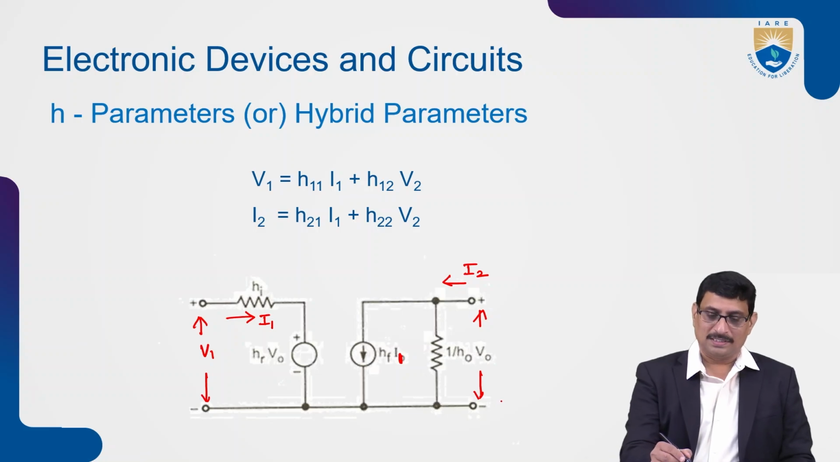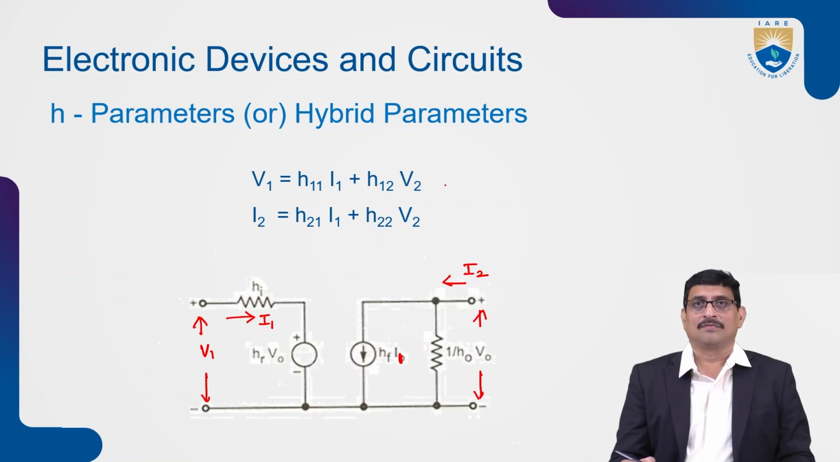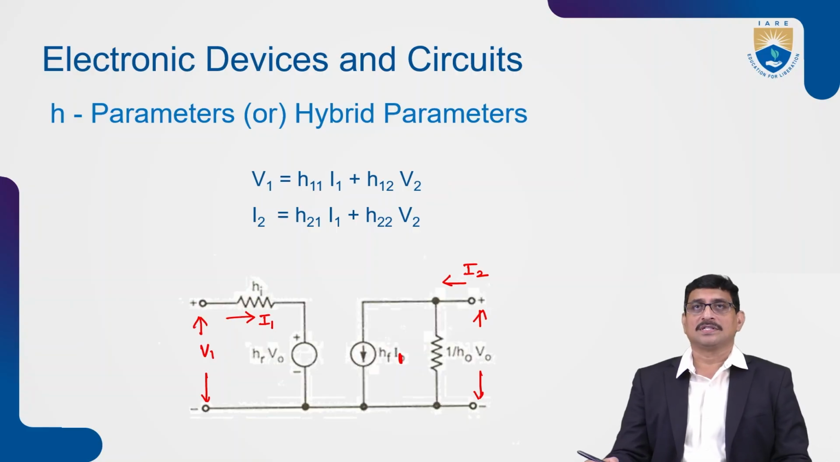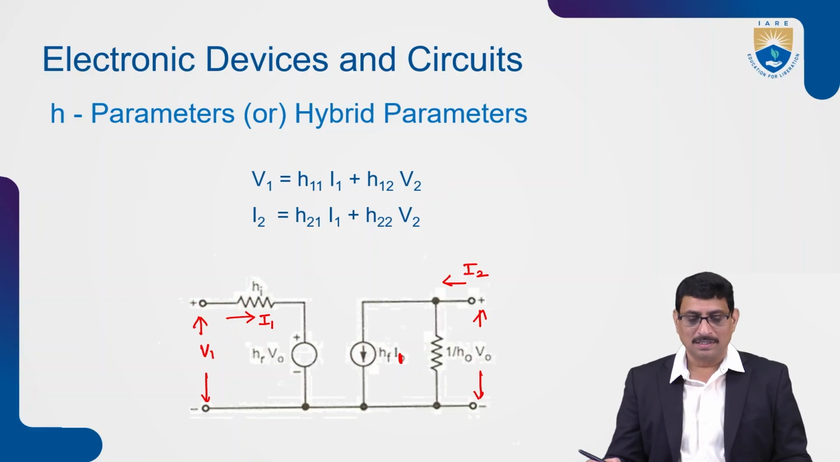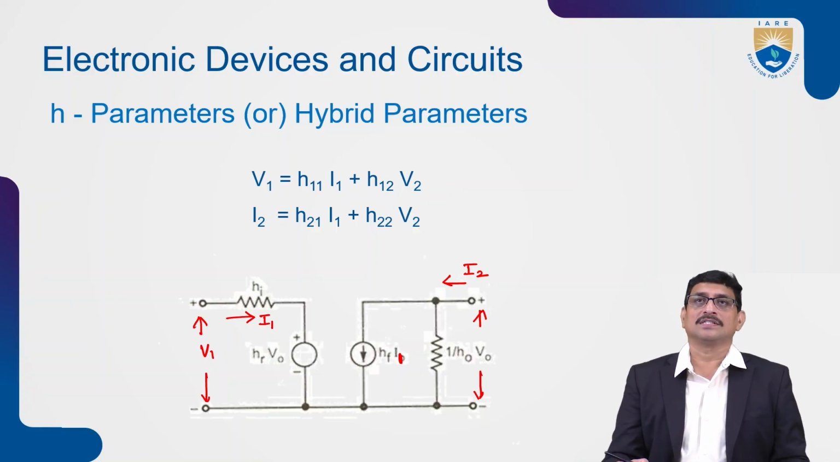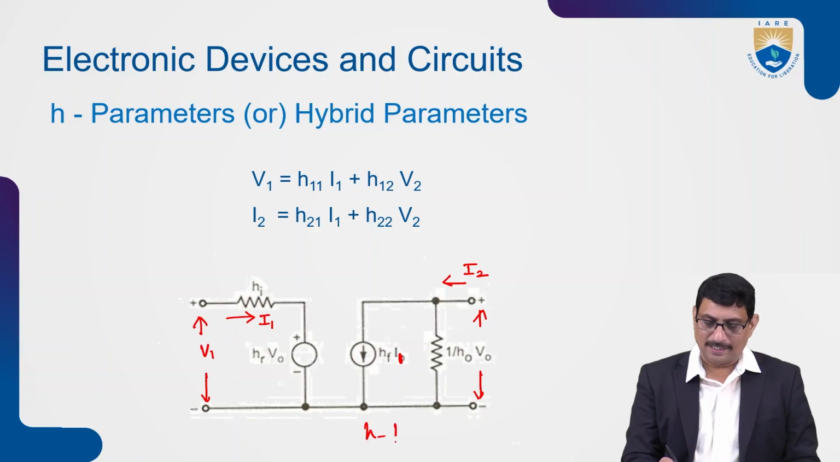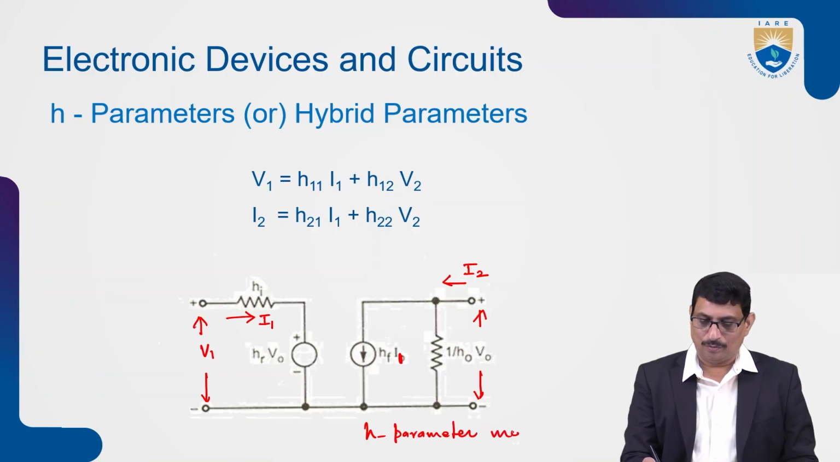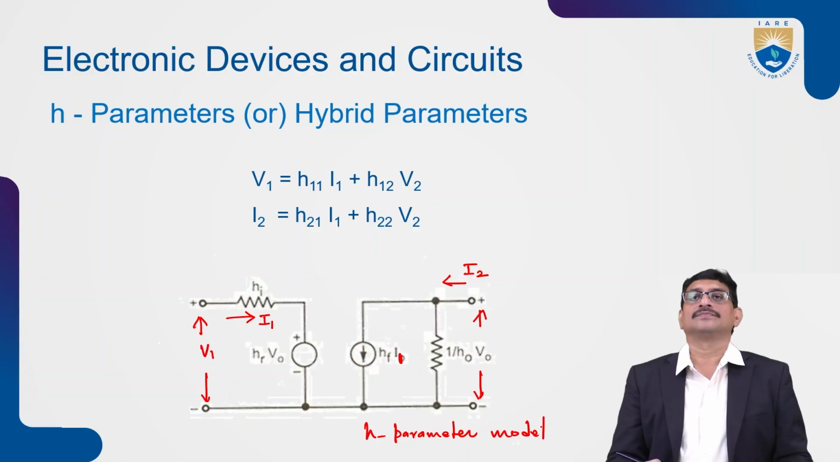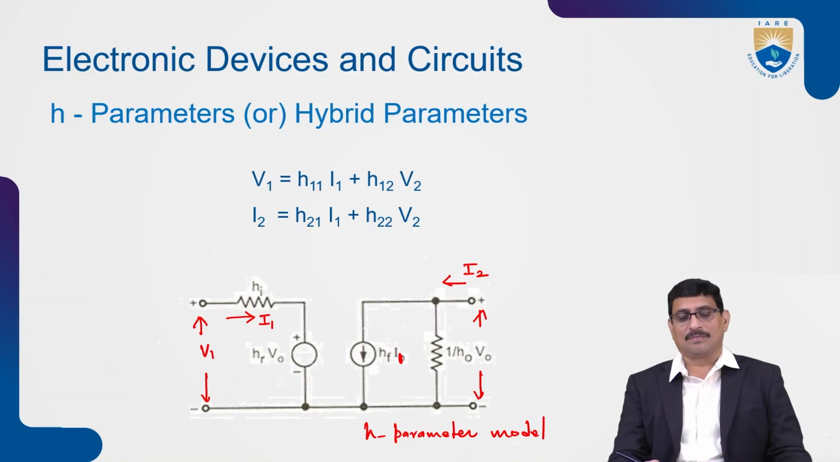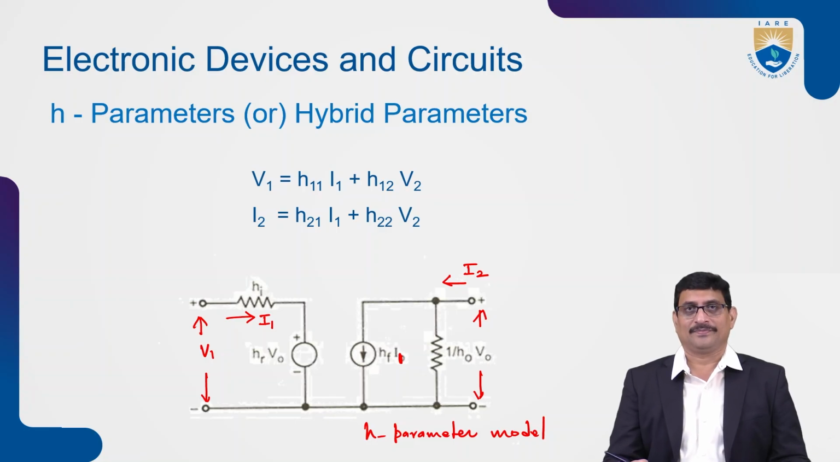So we have these H parameter equations. From the H parameter equations of a two-port network device, we draw the model of a two-port network device with H parameters. Therefore it is called the H parameter model of a two-port network device. Now I will use this H parameter model for a transistor.